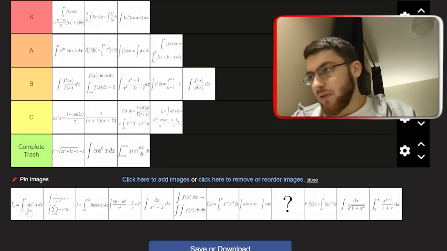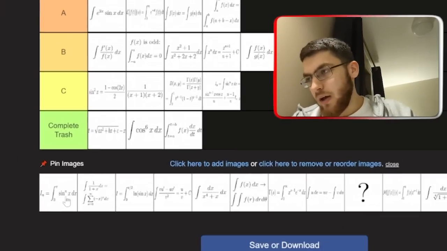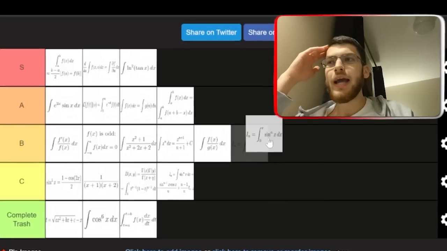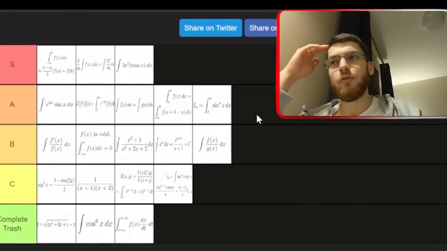But yeah, it's not unsatisfying. Next, we've got this one here, which, if I can remember correctly, I believe is integration by recursion. Yeah, it's satisfying. It's useful, so I'm going to put it in A tier. It's not extra satisfying, though, so for that reason, A tier.